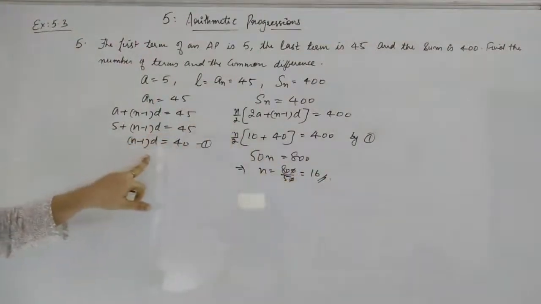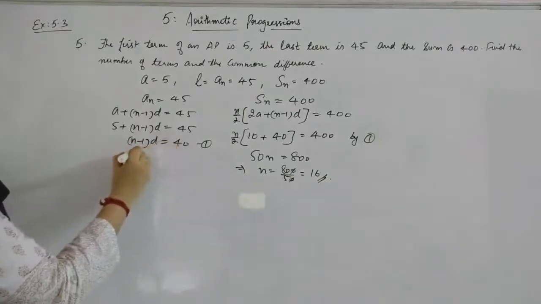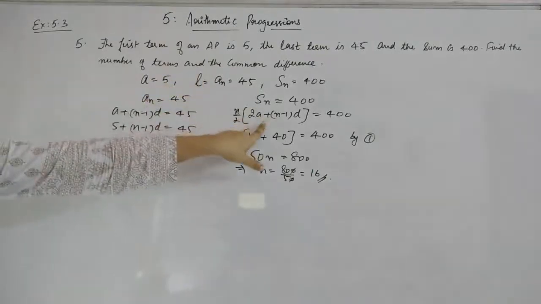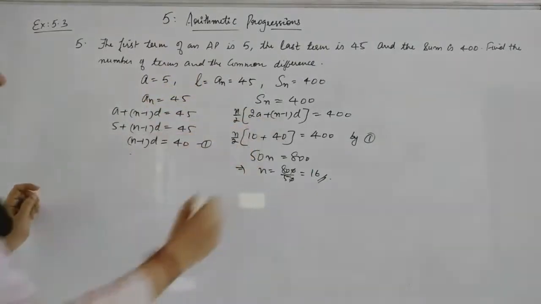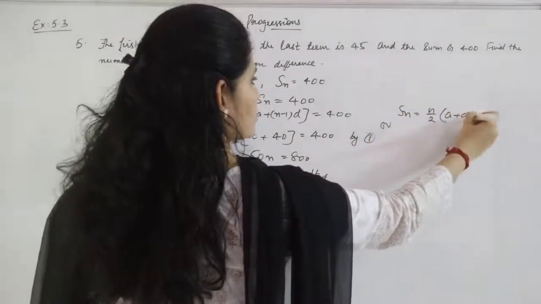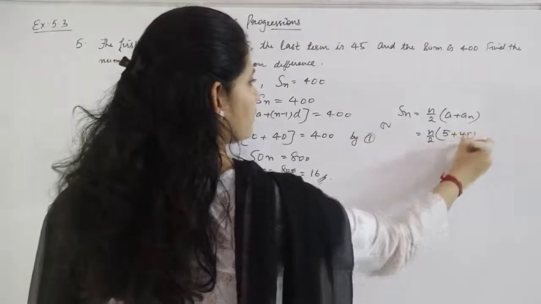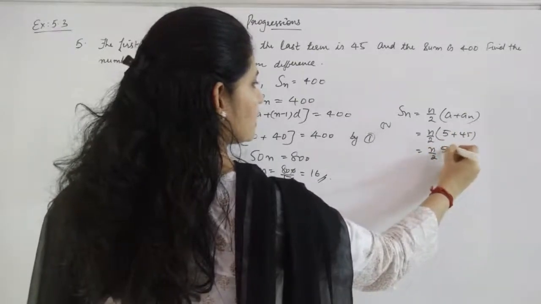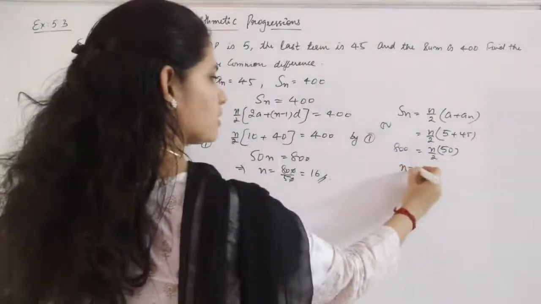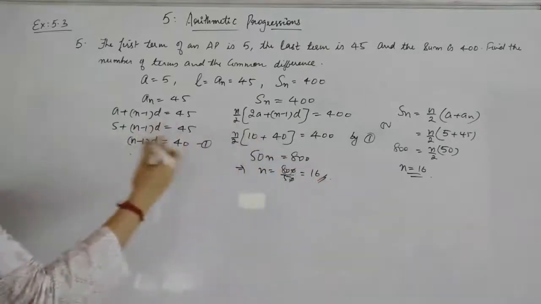From here you can just replace here, what is n minus 1 into d, right? Or else you can directly use 45 minus 5, which will give you 40 here. Replacing that also you will get it. Or you have your Sn to be n by 2 into, since you know the last term also, you can use this. So n by 2 into 5 plus 45, which is n by 2 into 50, and that is given to be 400. This is also the way to find out n. Same way you will get it. You can use either this or that, whichever is more comfortable for you.